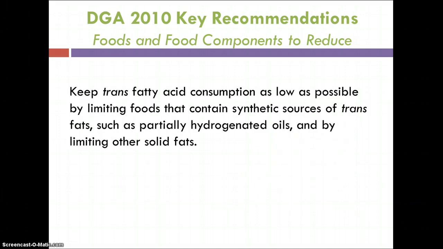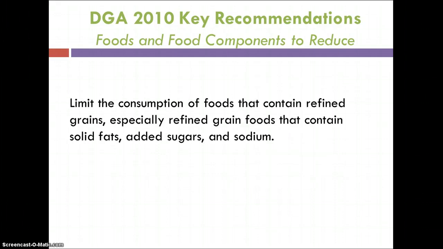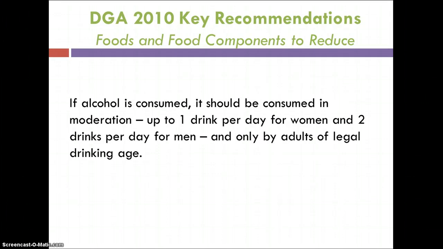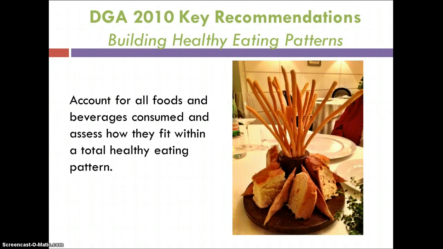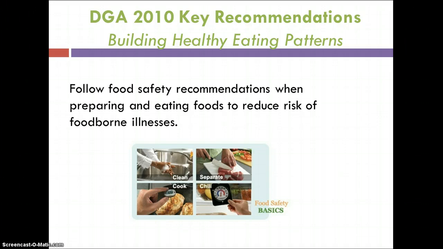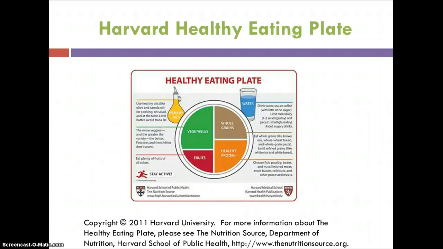Trans fats. We'll talk about fats more when we get to the chapter, but trans fats need to be reduced. Our supersizes. Limit consumption of refined grains. This is very repetitive. You should be seeing a trend. Select a pattern that is appropriate calorie level for you. Prepare food safely. This is your food sanitation class. Balance calories. Increase fruits, vegetables, and whole grains, real food, and reduce processed food.